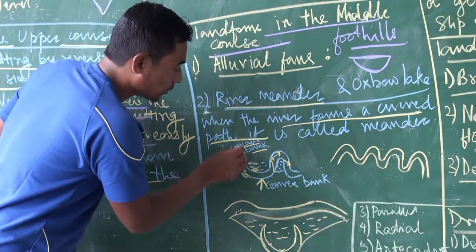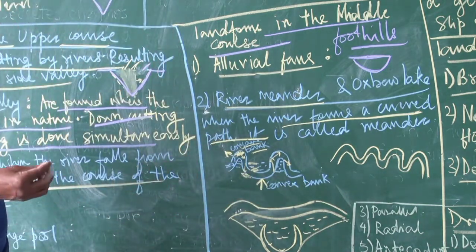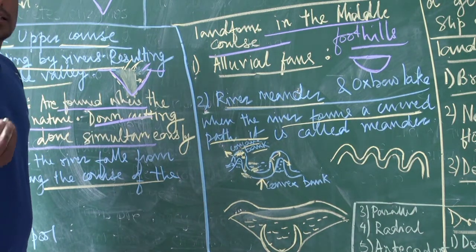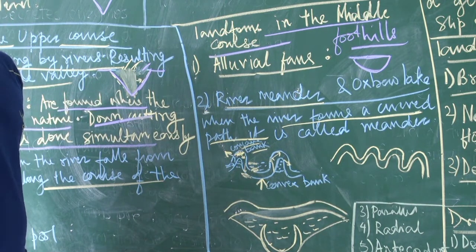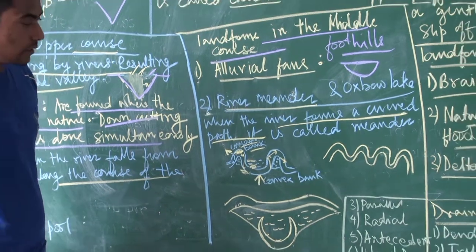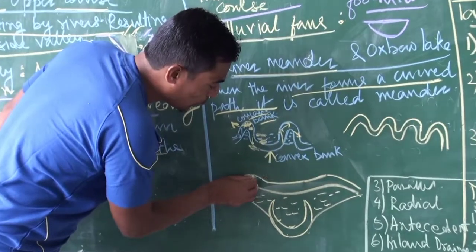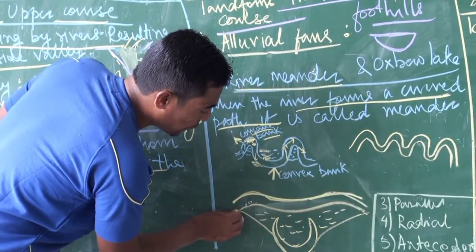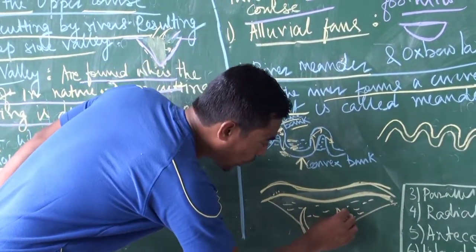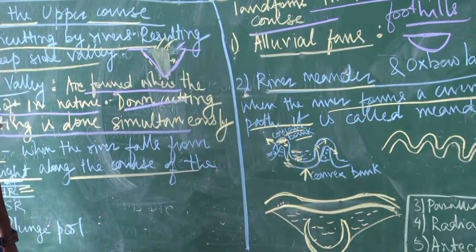So due to the erosion on the concave side and the deposition on the convex side, due to continuous erosion and deposition, the river loses its meander. It means the river loses its curved path. As it loses its curved path, it forms a new path of the river which is much more straight and much more gentle, leaving behind the lake, which forms in the shape of an ox.